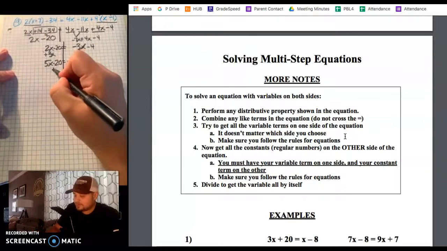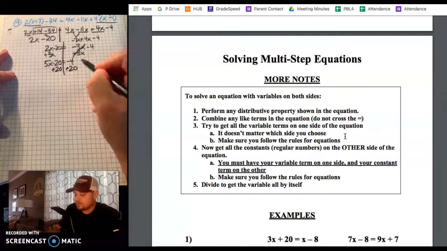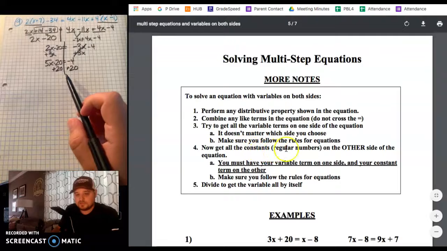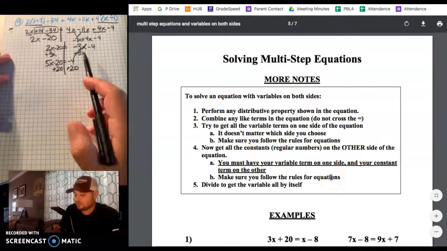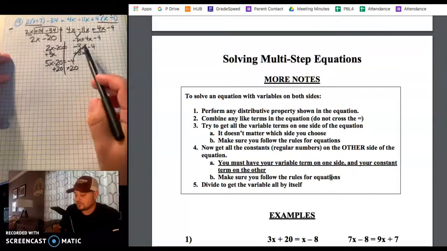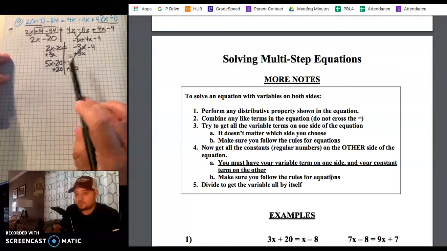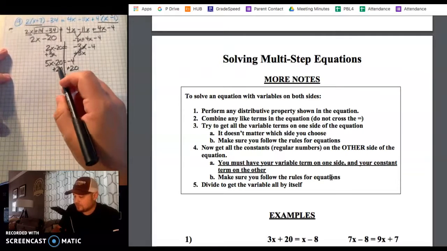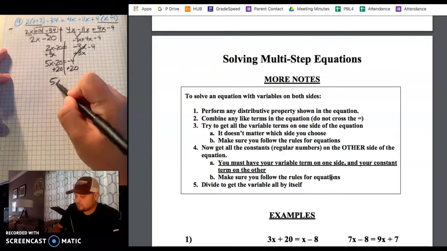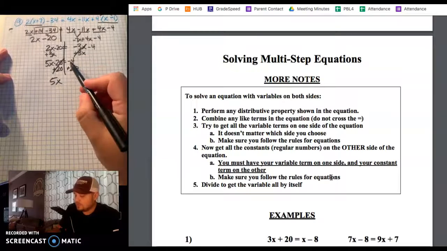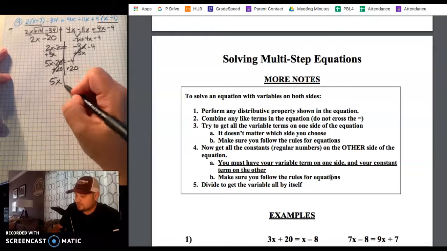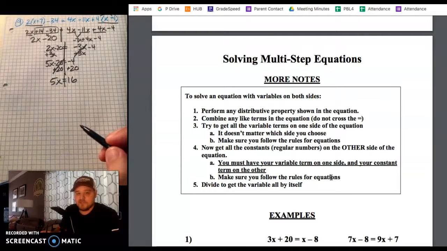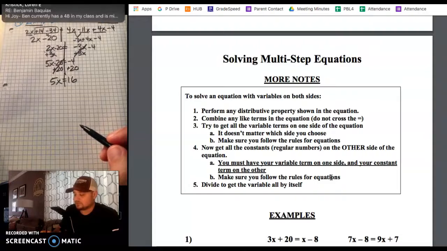All right, now let's add 20 to both sides. All right, this is doing that step 4, which is to make sure that we get all the constants or the regular numbers on the other side of the equation. So if this is now my variable side, because I moved the x's over here, now I got to move the numbers onto the other side. So I'm getting rid of the negative 20 by adding 20, so now I'm left with 5x because these go away. Negative 4 plus 20 is positive 16. Okay, so now I've got 5x equals 16.